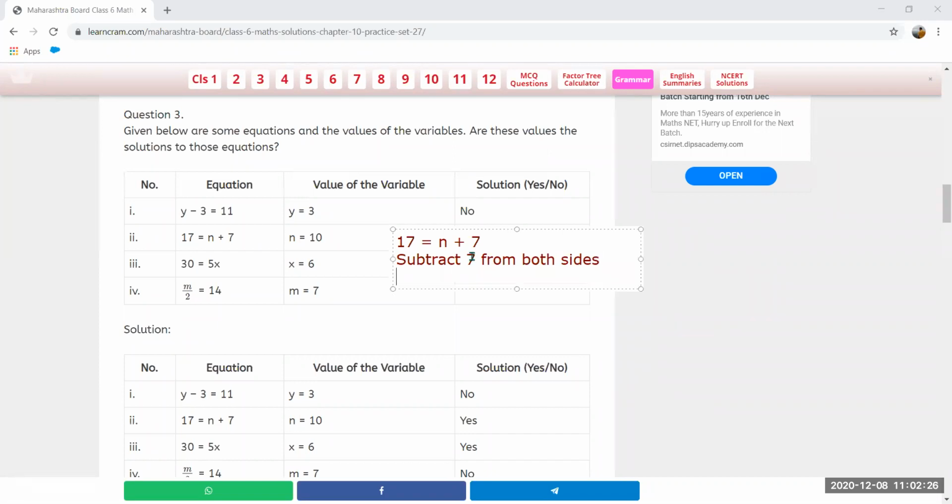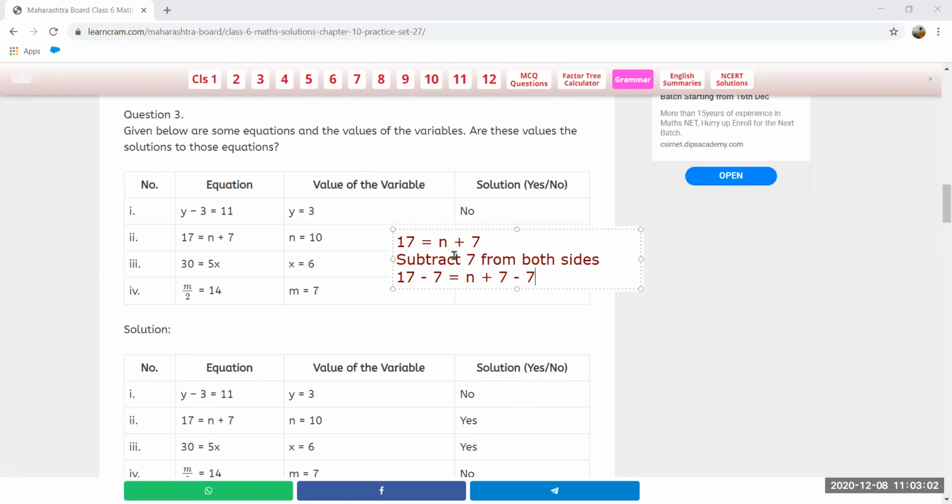After subtracting 7 from both sides, what would be our equation? 17 minus 7 is equal to n plus 7 minus 7, right? We are going to subtract 7 from both sides. Here 17 minus 7 and here n plus 7. जो हमारा equation है वैसे ही है. देखो 17 वैसे के वैसा है.